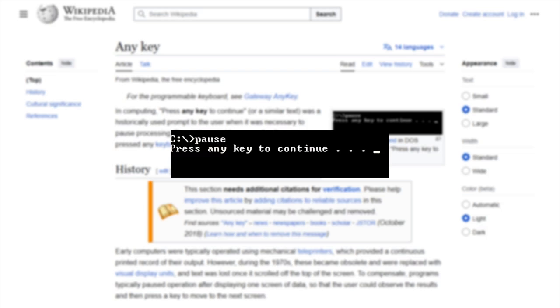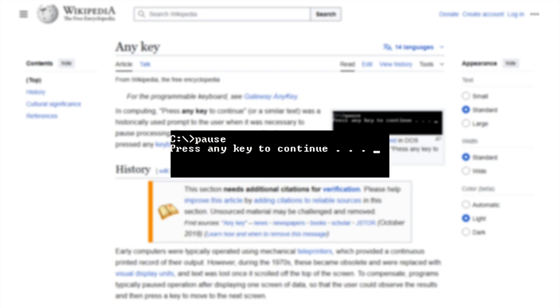In computing, "press any key to continue," or a similar text, was a historically used prompt to the user when it was necessary to pause processing. The system would resume after the user pressed any keyboard button. Early computers were typically operated using mechanical teleprinters, which provided a continuous printed record of their output.